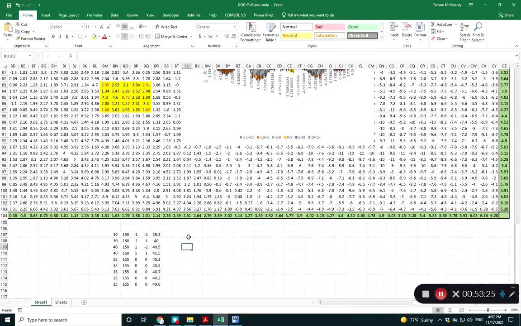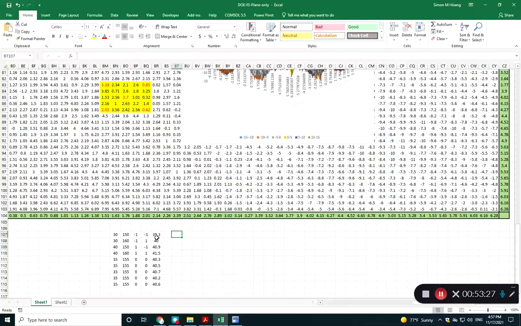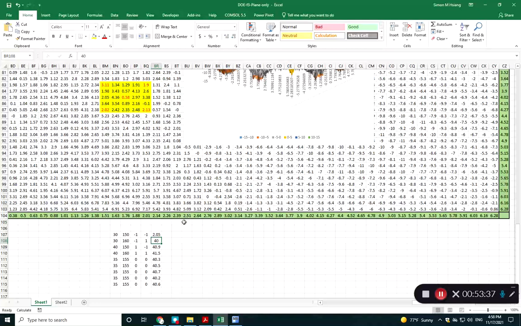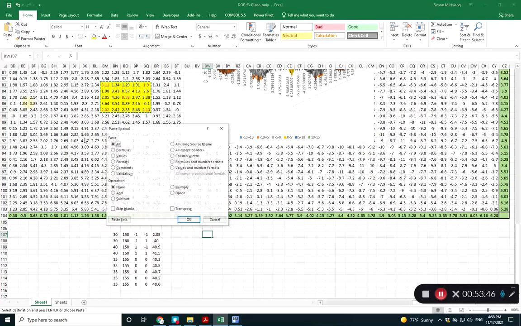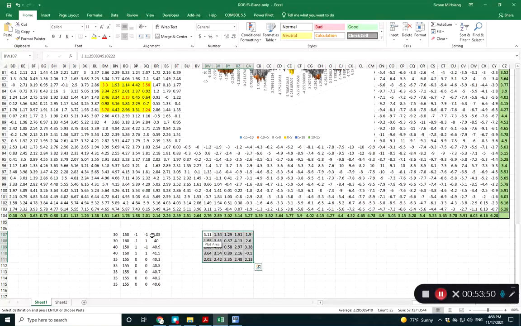And then let's just do a Control S. Okay, now I have the 4 corners. Okay, and let's say that here is -1, -1. It's 2.05. And oops, shoot. Let me do this. Control C. Paste special. Value. Lock the value.